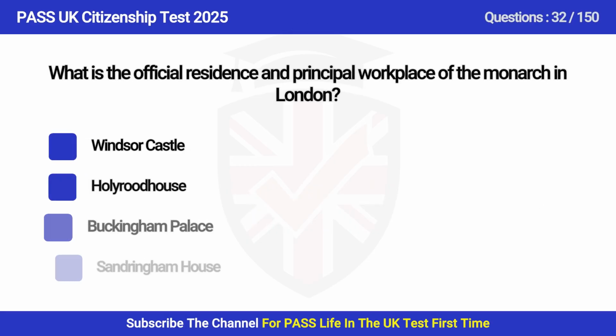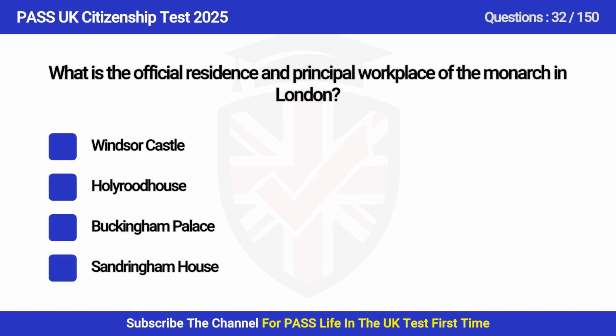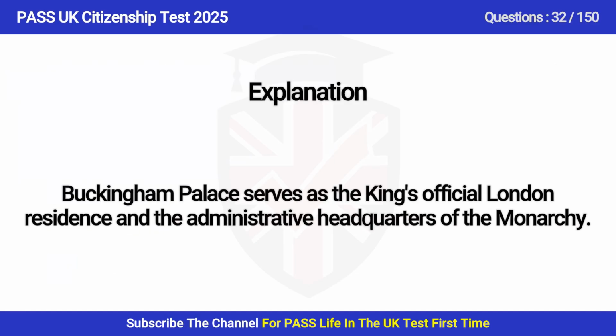Question 32. What is the official residence and principal workplace of the monarch in London? A. Windsor Castle, B. Balmoral, C. Buckingham Palace, D. Clarence House. Answer is C. Buckingham Palace. The Palace serves as the King's official London residence and the administrative headquarters of the monarchy.